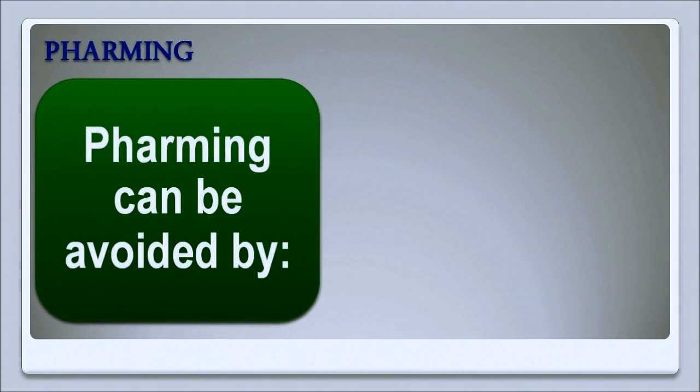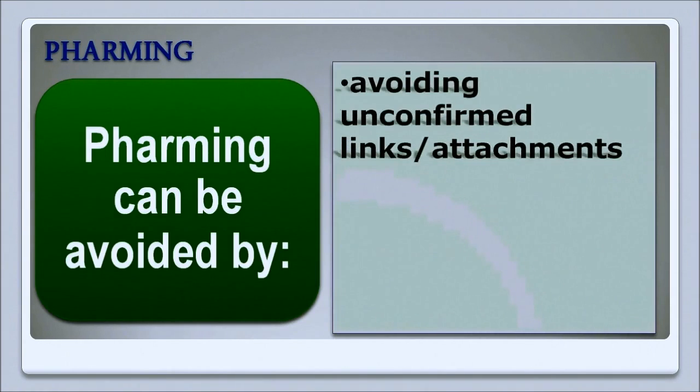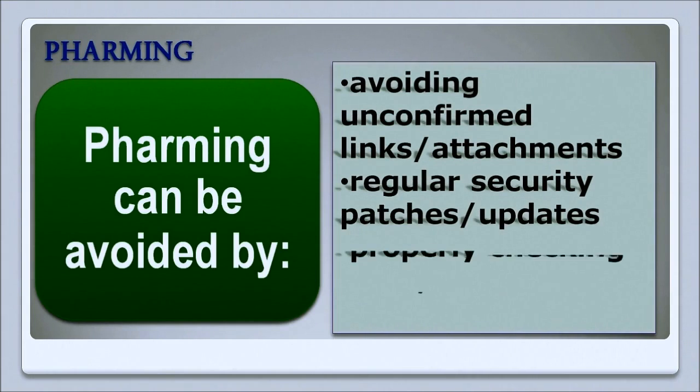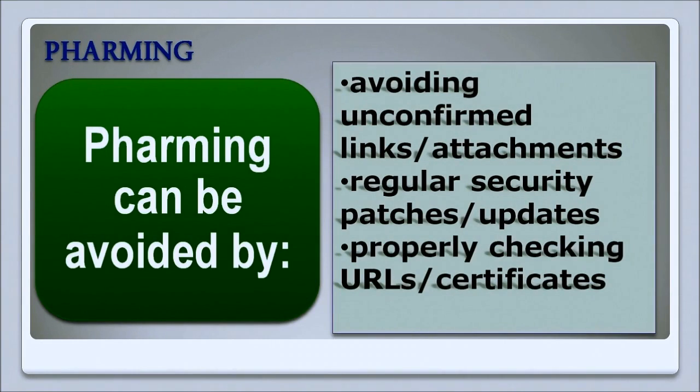Farming can be avoided by avoiding unconfirmed links and attachments, regular security patches and updates, and properly checking URLs and certificates. Farming could be initiated from phishing. That is, once a fake URL has been sent and you click it, it infects your system with the malware, or the system could be infected using some other forms of social engineering techniques, which would get your system infected with the malware such that any URL you enter goes to the wrong one.